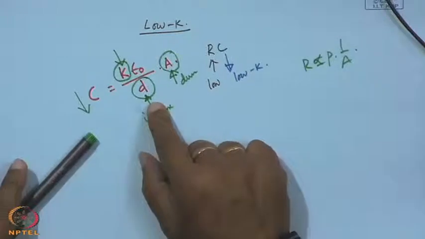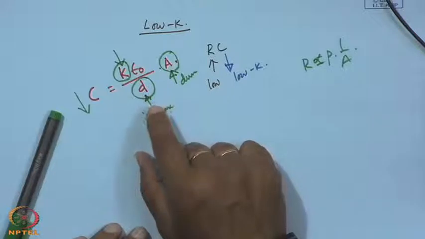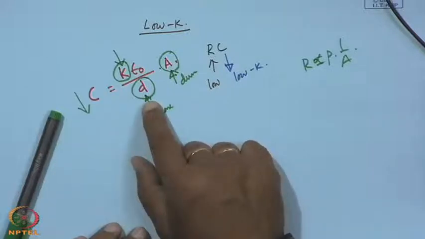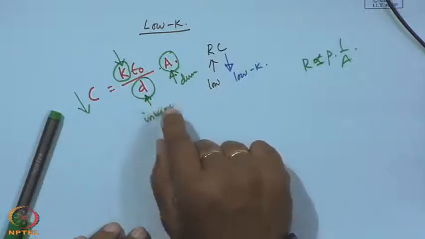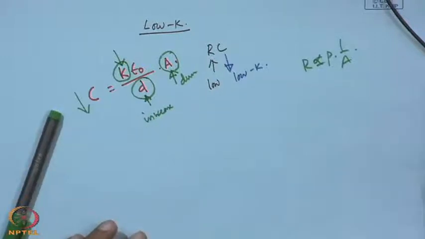If you increase D, obviously there will be problem with the gap filling, otherwise you must have some optimization, because with very low D, the capacitance will increase, at the same time the leakage current will increase and there will be breakdown also of the device. So, any value of D you cannot choose, one must optimize between the thickness, the area, and then one must come across the solution with the low k value of the dielectric.